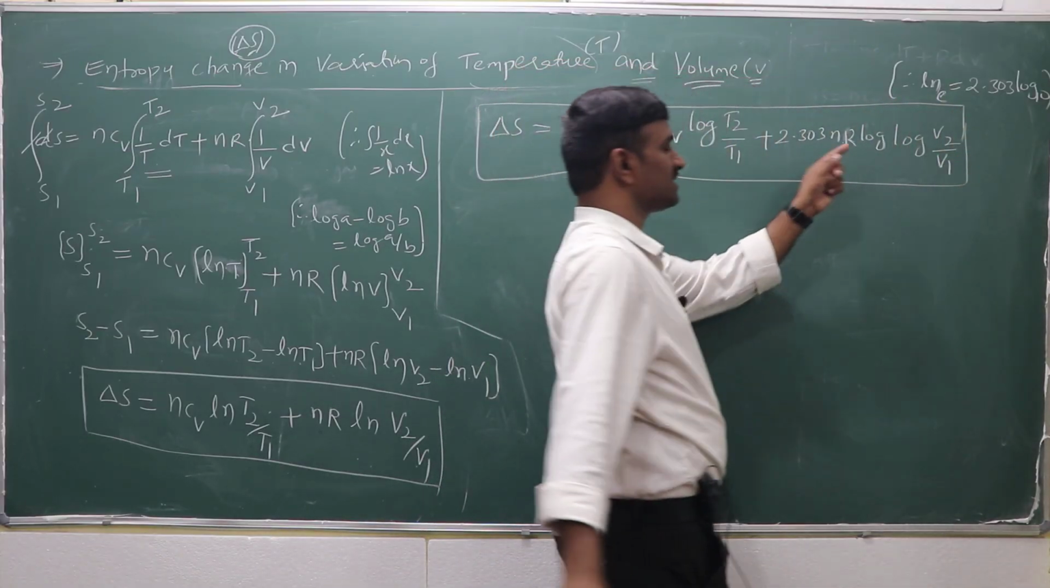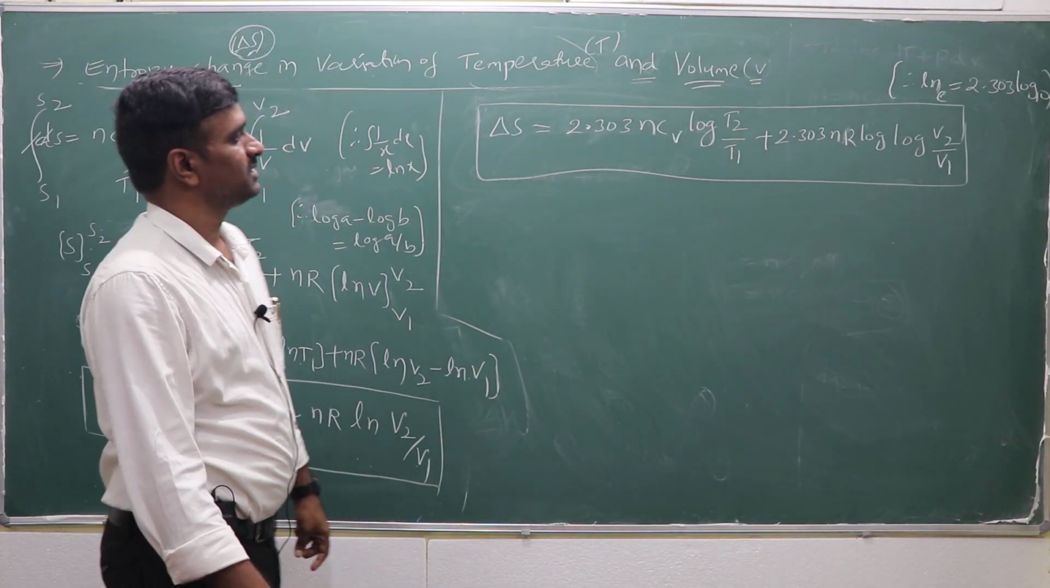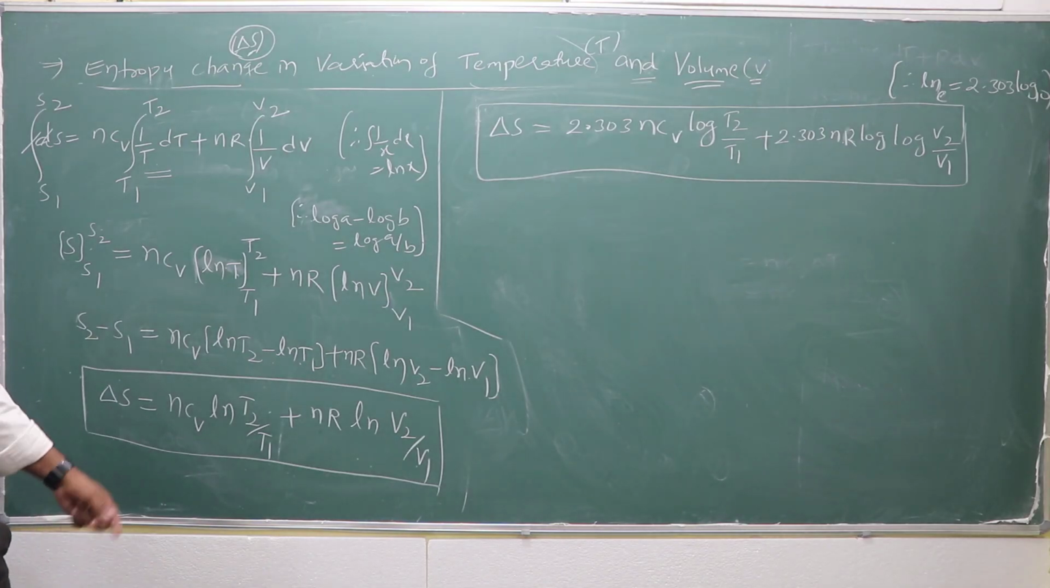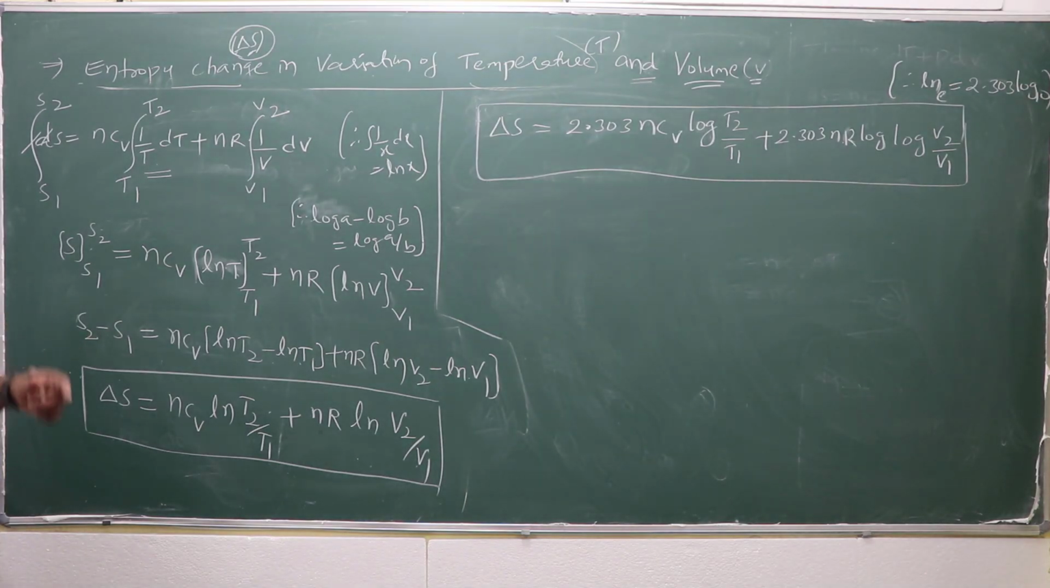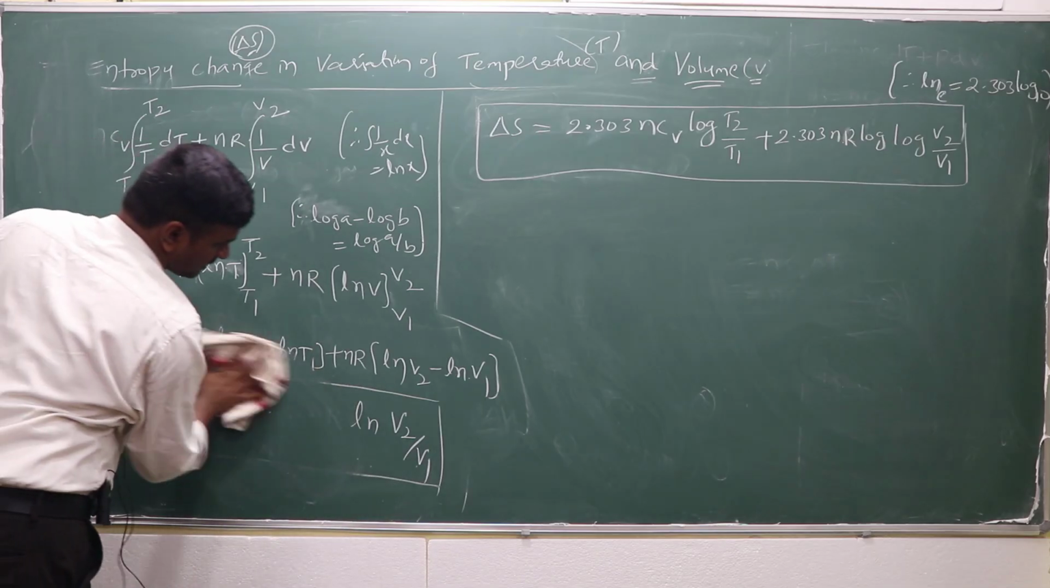R is which one? R is the gaseous constant. Right? Either this equation or this one can be used, any one may take place. Now another one, based on these equations, this is one concept: change in entropy with variation of temperature and volume. Next, another similar one based on this may be there.